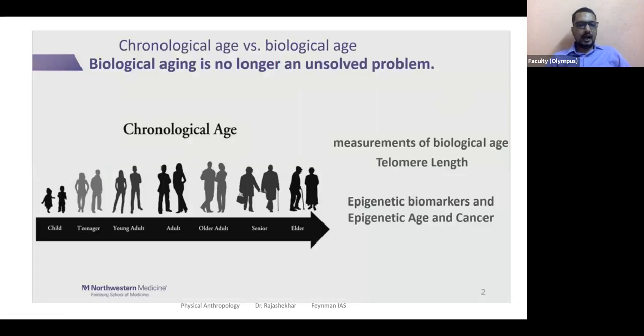Okay, the most common ones here is telomere length. What are telomeres? Telomeres are the ends of chromosomes. A chromosome, the tip of the chromosome on both sides. If this is a chromosome, we are talking about this end, the tips of it. It has been noticed that the length of those chromosomes decreases. And this telomere length can be used to predict the biological age.